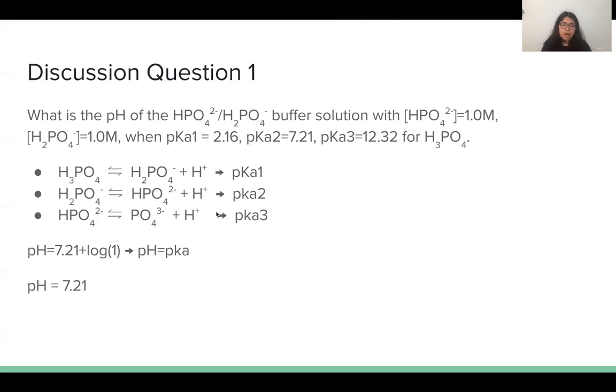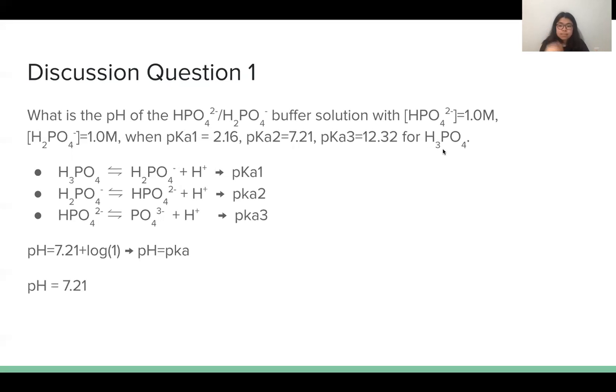Now, I'm going to go over a question that Dr. Jang went over in class. I noticed a few people during my office hours on Monday were struggling a little bit with this. It was: what is the pH of the HPO4 2-/H2PO4- buffer solution, given that the concentrations are 1 molar for both, and that you have pKa1, pKa2, and pKa3 for H3PO4?